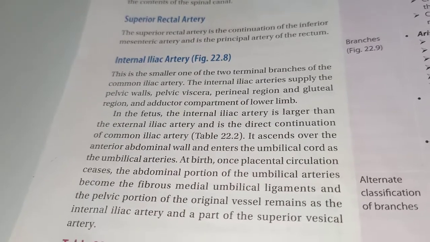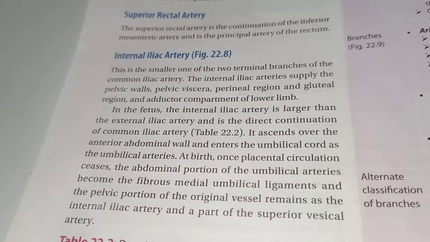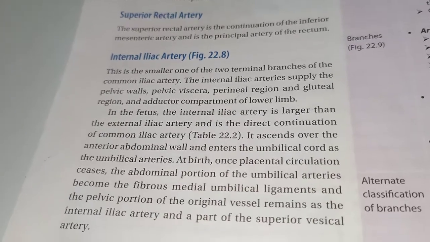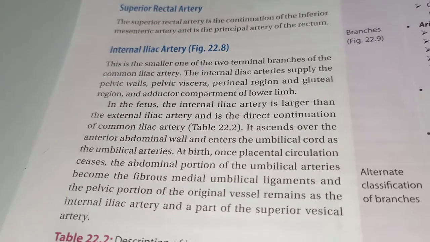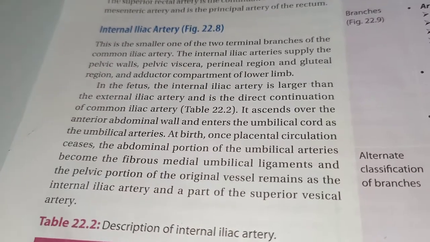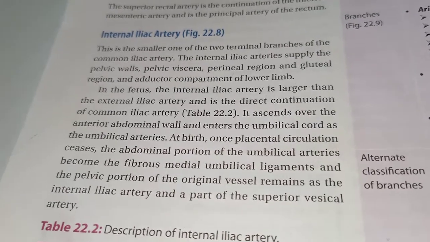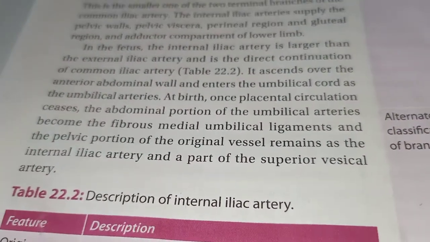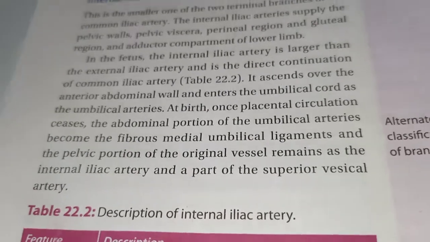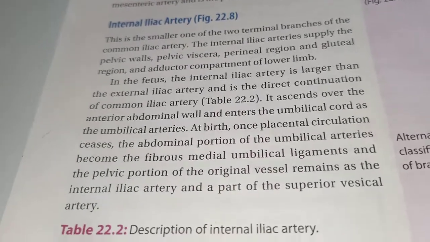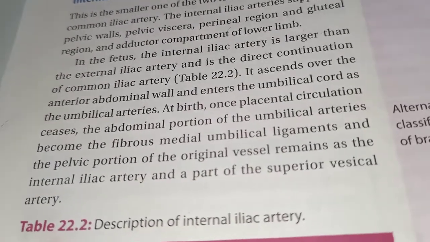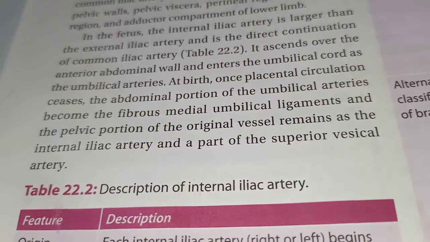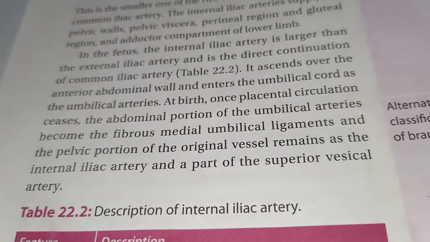So in the fetus, that is, in the feto-placental circulation, the abdominal portion of the umbilical artery will become the medial umbilical ligament, and the pelvic portion remains as the internal iliac artery and a part of the superior vesical artery. This part of the superior vesical artery I already mentioned in my previous video. This becomes an obliterated part of the umbilical artery.